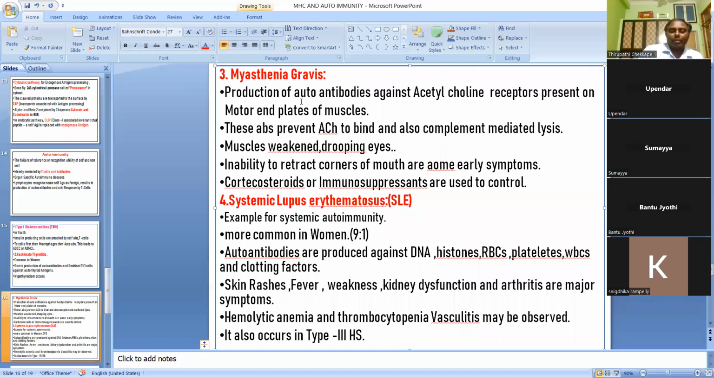Myasthenia gravis. What happens in myasthenia gravis? Autoantibodies are produced against acetylcholine receptors. So do you know acetylcholine receptors? I'll just try to draw a smaller diagram. So here in synaptic areas, the stimulus should reach from one presynaptic neuron to a postsynaptic neuron. How is it reached? By the chemical mediator called acetylcholine.